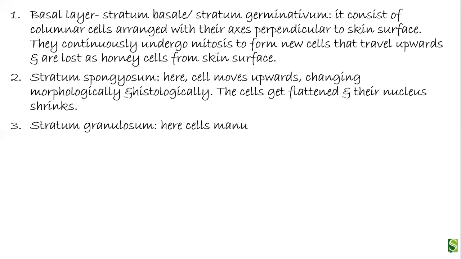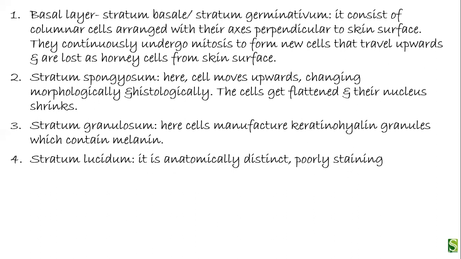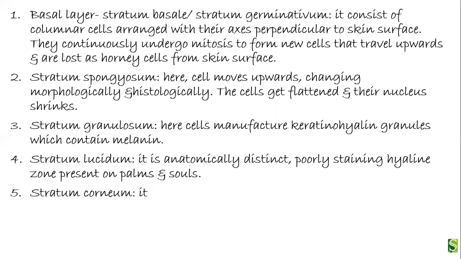Then the next layer is stratum granulosum. Here the cells synthesize the staining pigment, keratohyalin granules. These granules are formed, and they contain melanin. The next layer is the stratum lucidum. It is an anatomically distinct, poorly staining hyaline zone, and it is present on palms and soles.